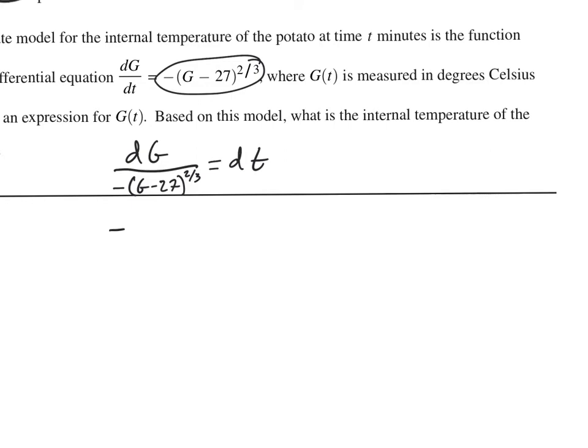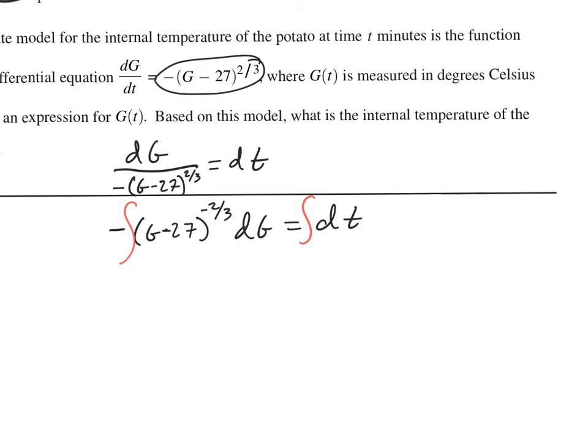I could make this a negative of (g minus 27) to the negative 2/3 dg equals dt. And the only reason I'm rewriting that is just so you can see it a little better, right? Because now I could take the integral of both sides. And I left the negative on the outside of the integral because we can do that. It's just a coefficient.